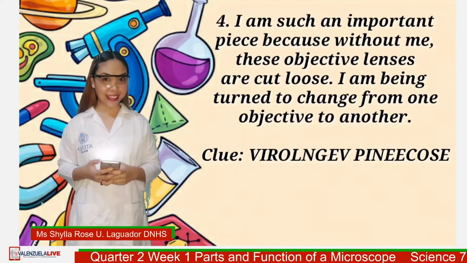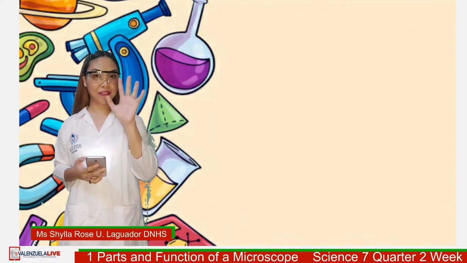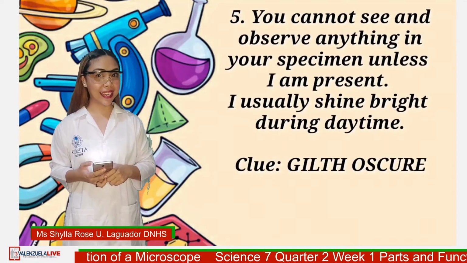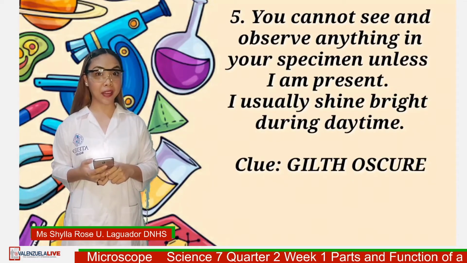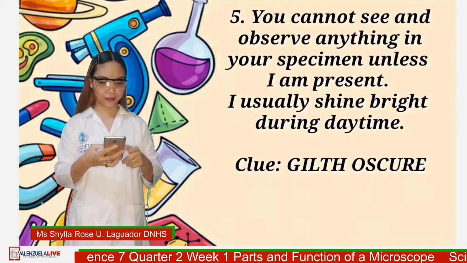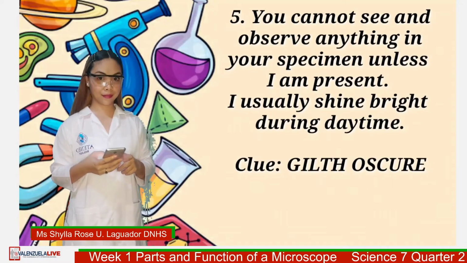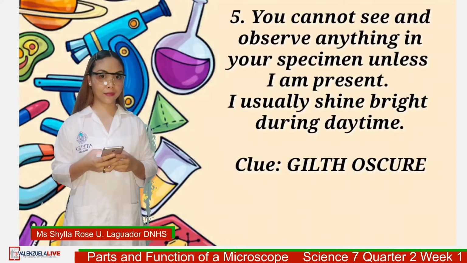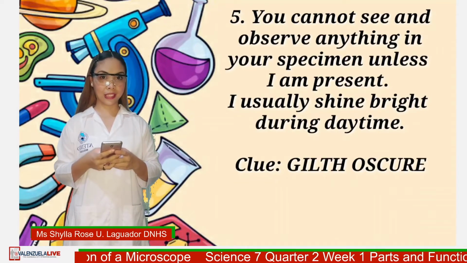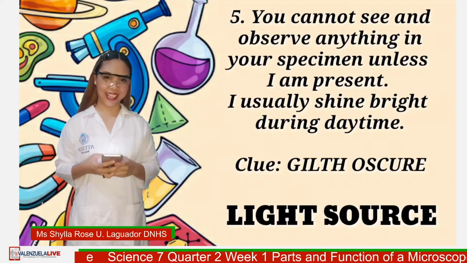Time's up. The correct answer is revolving nosepiece. Riddle number 5. You cannot see and observe anything in your specimen unless I am present. I usually shine bright during daytime. Guess who I am? Time's up! The correct answer is light or light source.